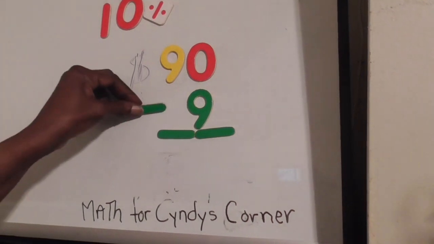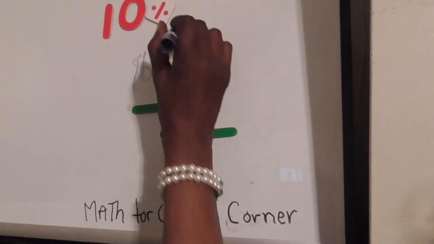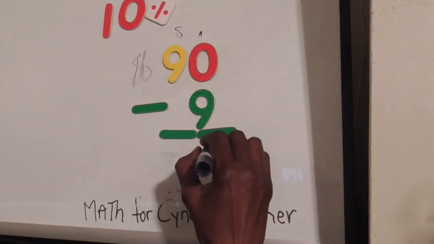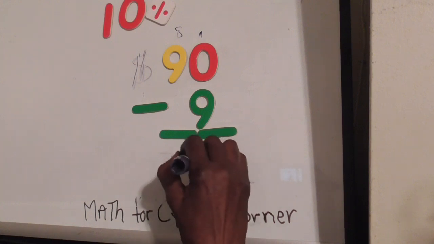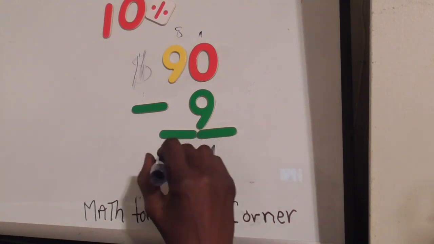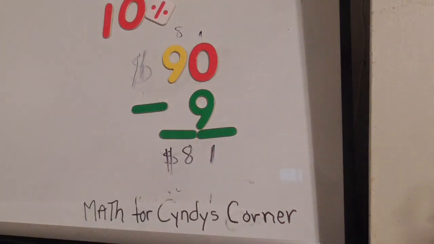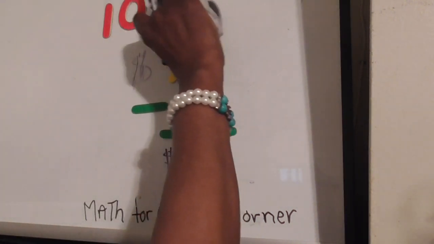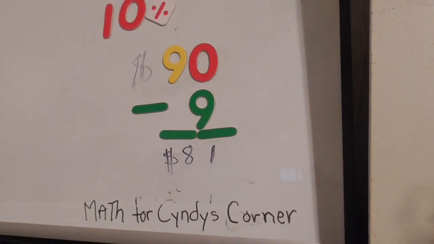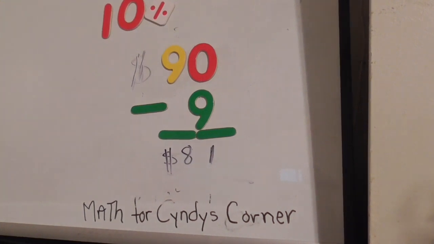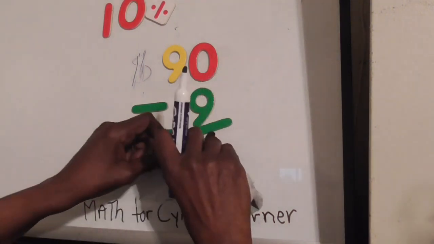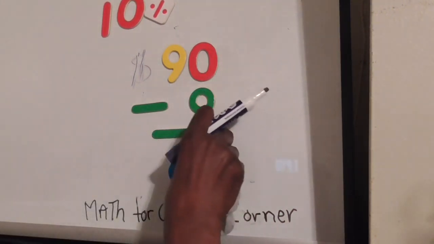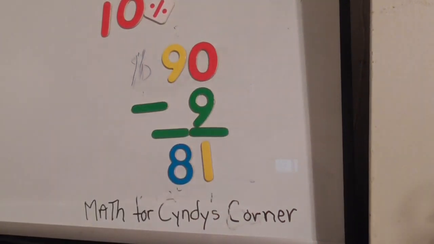You have to take $9 away from 90. 10 minus 9 is 1. And you bring down the 8. You're actually going to pay $81 for a $90 dress. And you're thinking, $9 is 10% of 90. If I take away $9 from $90, I'm going to come up with $81.